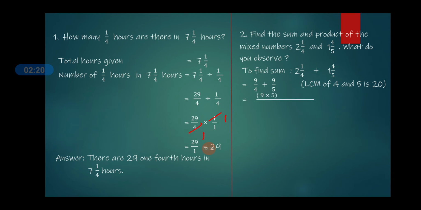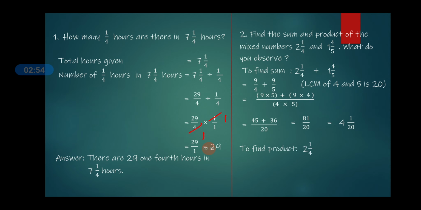We write 4 multiplied by 5 as a denominator, and the first numerator should be multiplied by 5 and the next numerator should be multiplied by 4. Write down the product: 45 plus 36 upon 20, which is equal to 81 upon 20. Now convert it into a mixed number. We get 4 1 upon 20.